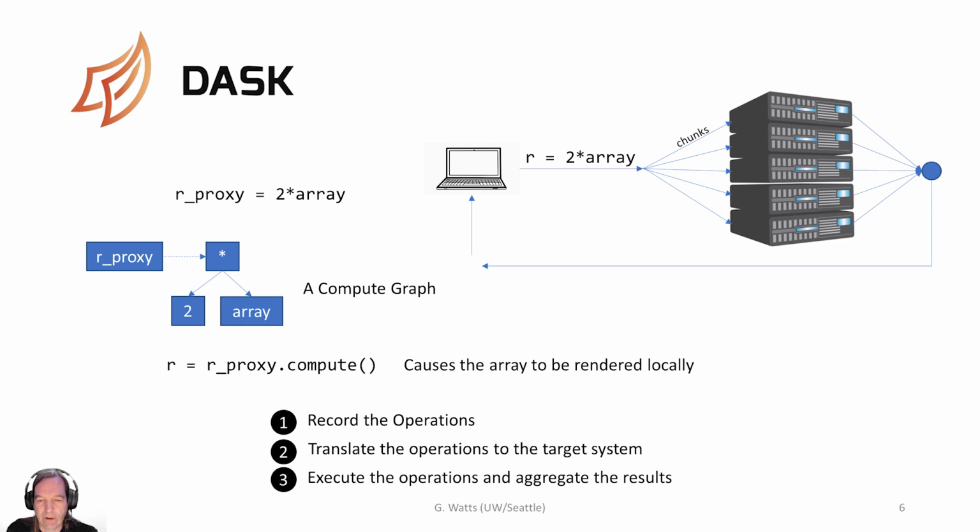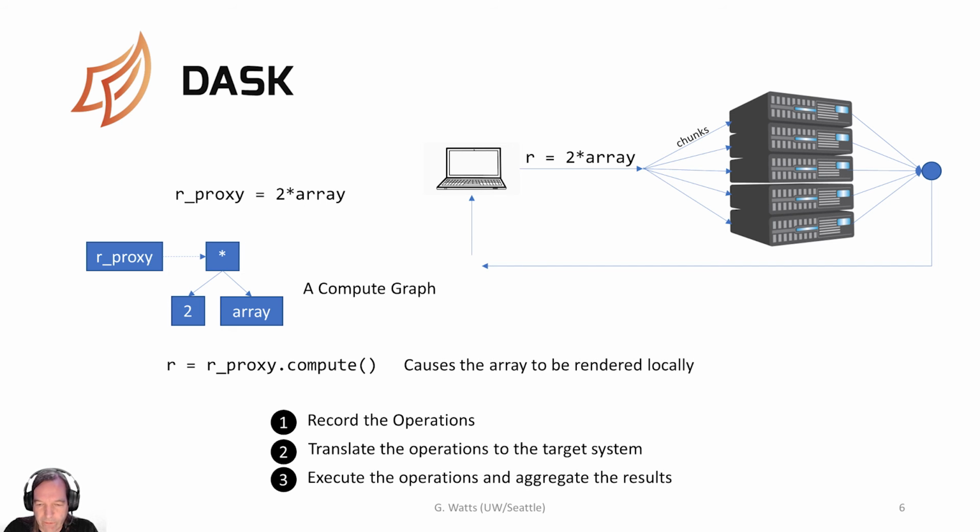This computational graph is steadily built up with increasingly complex additions to the expression. Finally, when the user is ready, they use the compute method, which turns the compute graph into an actual result. In this case, an array where all the values are twice the original array. We can summarize this in the following steps.